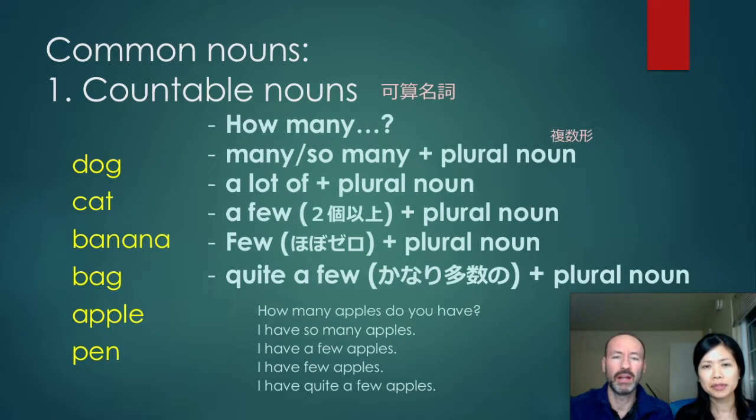And I have quite a few apples means I have more than you might expect. Six or seven or eight, quite a lot perhaps. Yeah, okay. So that's countable nouns.